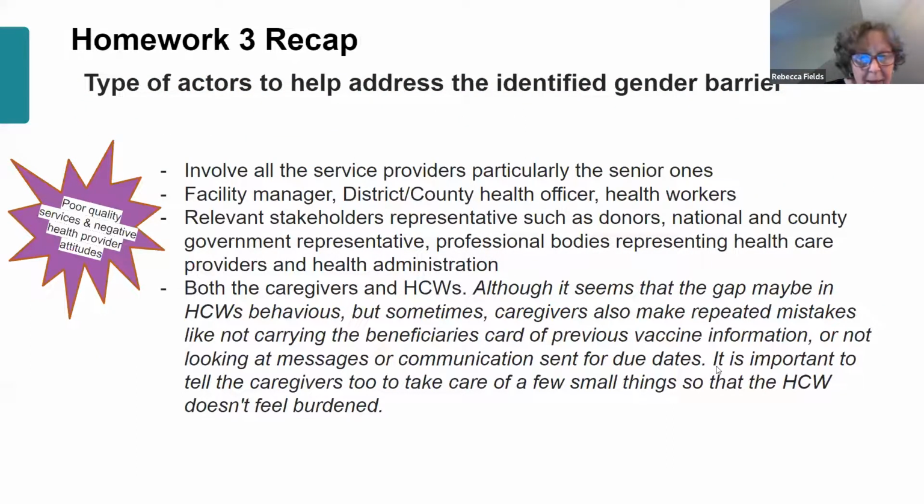Although sometimes caregivers also make repeated mistakes, like not carrying the beneficiary's card with the previous vaccine information, or not looking at messages or communication sent for due dates. So I think one of the challenges that we face, especially recognizing the gender element to some of this communication, is to try to figure out, are there additional channels or additional resources that can be mobilized, community volunteers or others who can help relieve some of the burden from the health workers who are so overstretched in many cases, so that, again, the caregiver gets the message when they need the message.